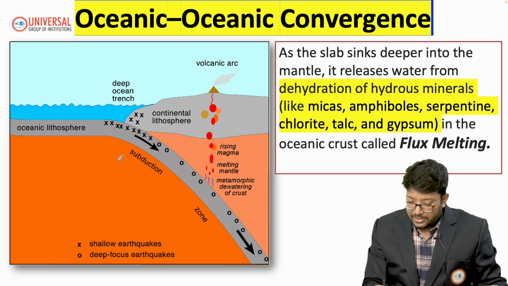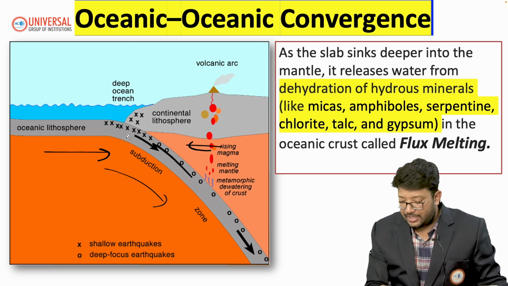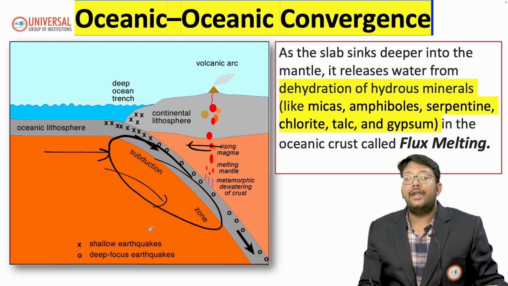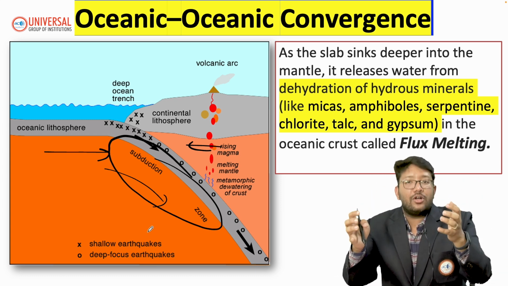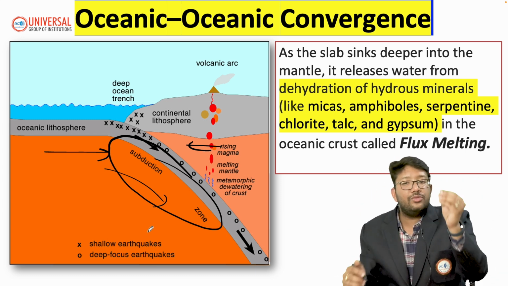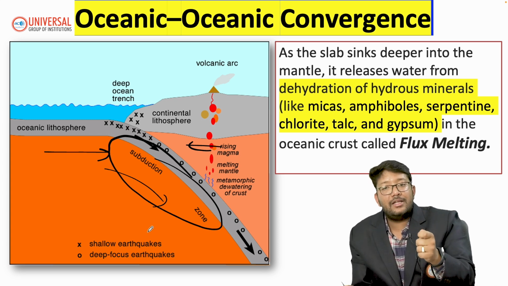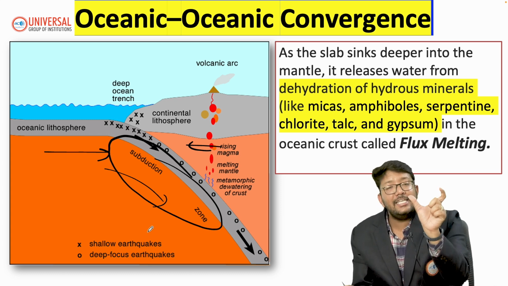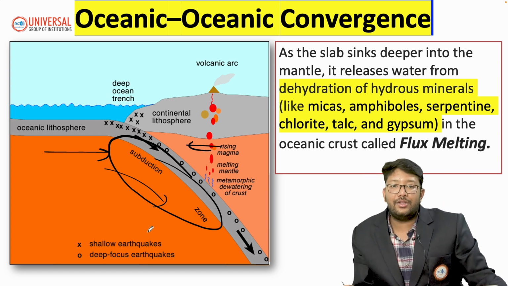So basically, what happens when two oceanic plates are colliding with each other is that one plate goes down. That is called the subduction zone. Okay. Now what will happen? Plates are made up of rocks only. So sometimes in those rocks there are mica, amphibolite, serpentine, chlorite, talc and gypsum. These types of minerals are also there in the going-down mantle, the subduction.